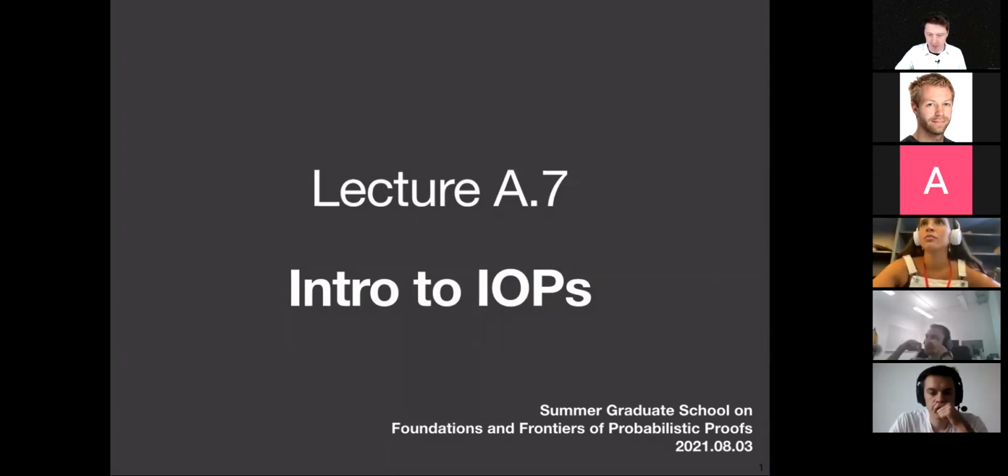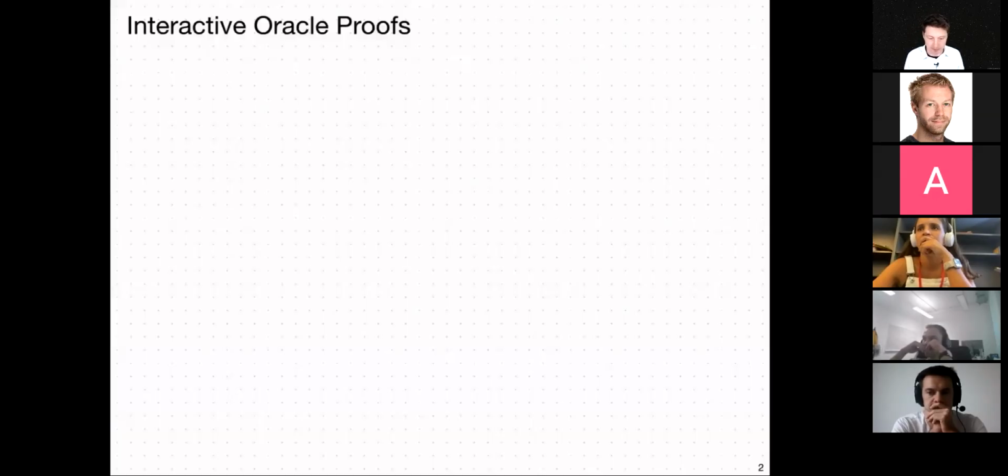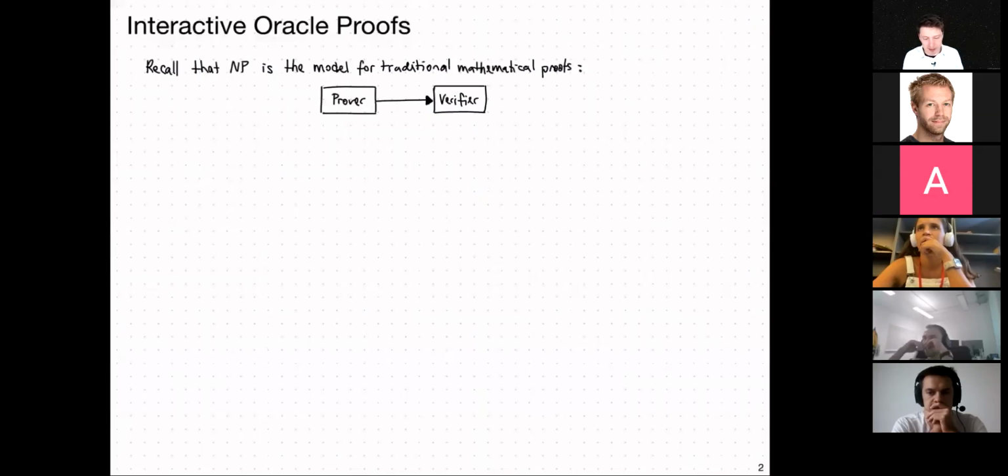Great. So welcome everyone to lecture A.7. Today we're putting behind us this arc of lectures on interactive proofs. And we're going to start talking about a new model of a probabilistic proof called interactive oracle proofs. Okay. So let's start, fairly informally.